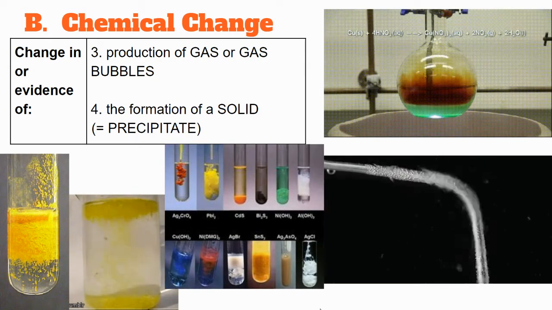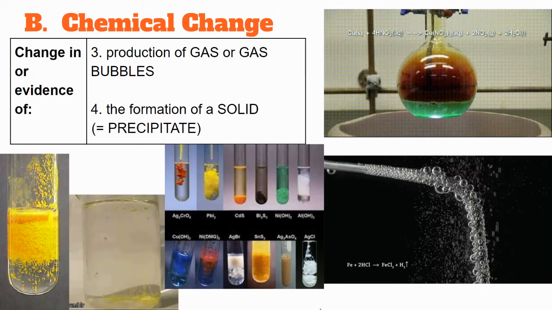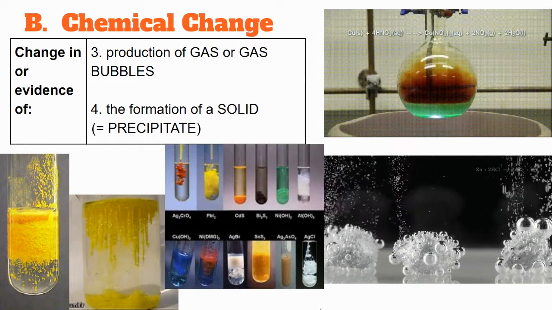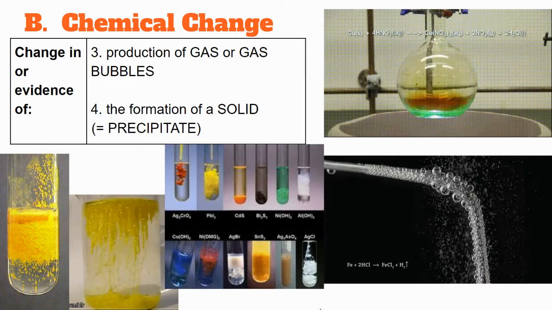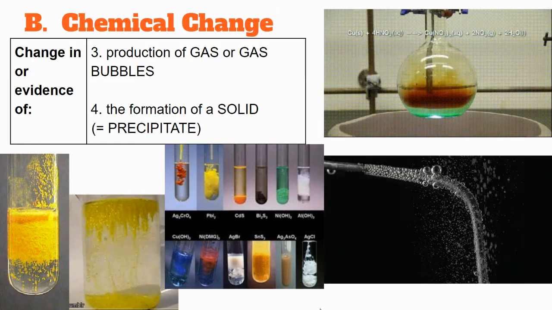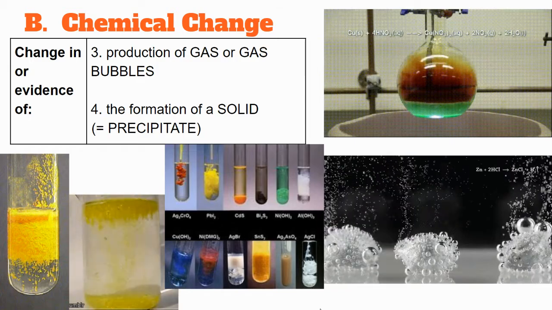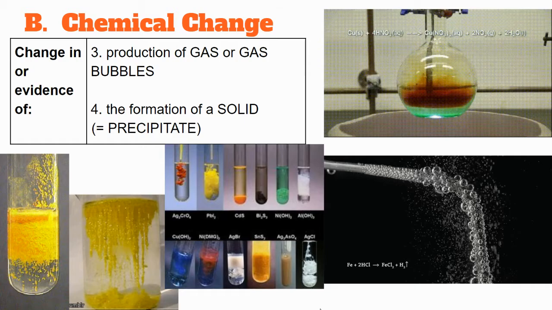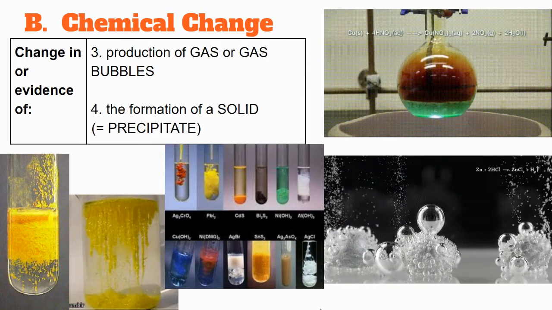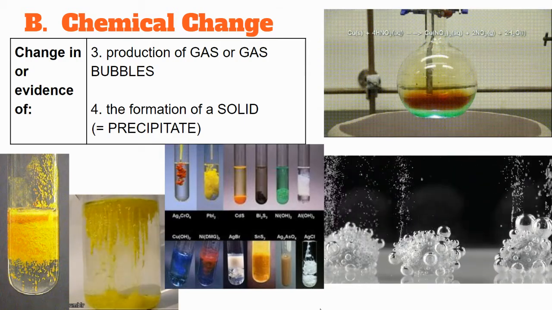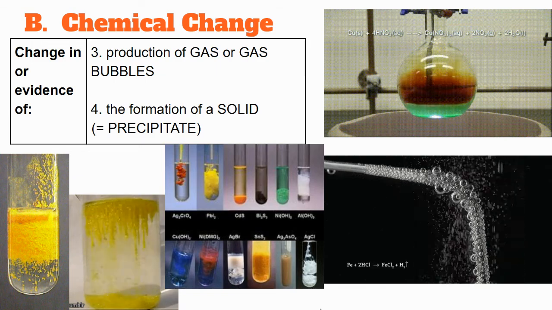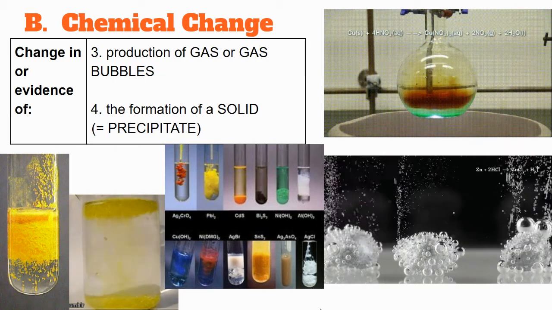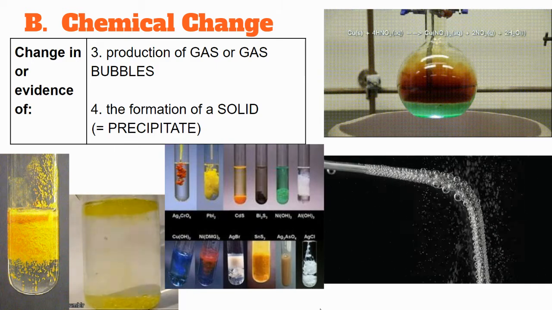Next, we can also have gas bubbles being produced. It could be a gas or it could be bubbles, it kind of depends on how you are seeing it. We see two examples of that over on the side there. On the bottom, we've got iron reacting with hydrochloric acid, and zinc reacting with hydrochloric acid, but they're producing these little bubbles of hydrogen gas when they react, and that's what you're seeing coming off of there.